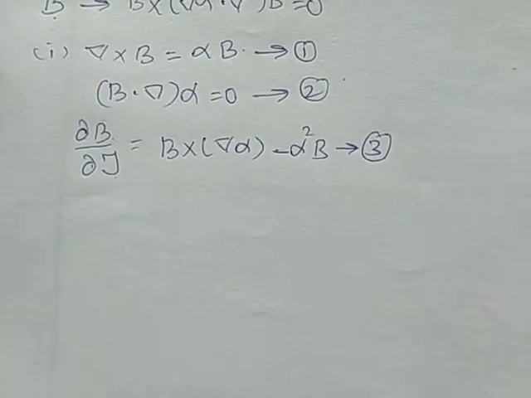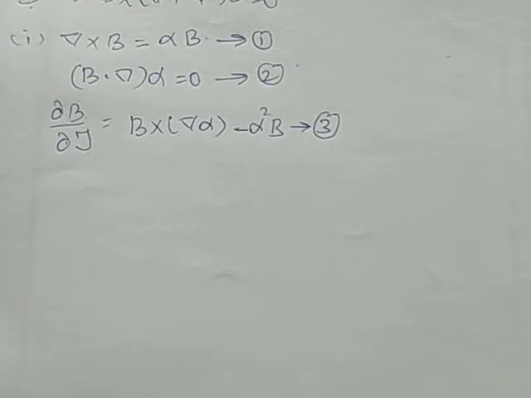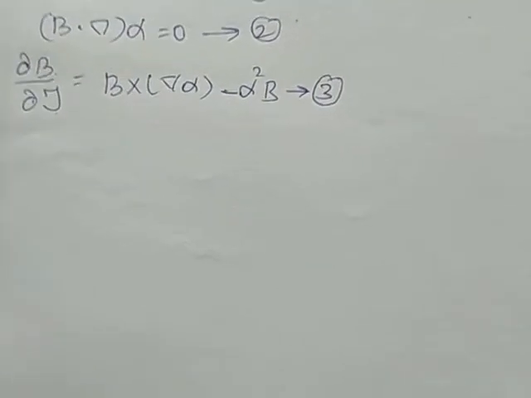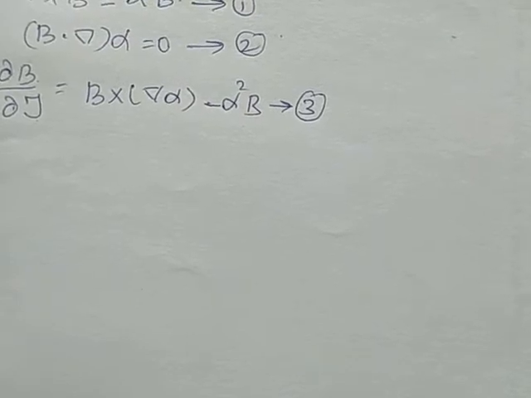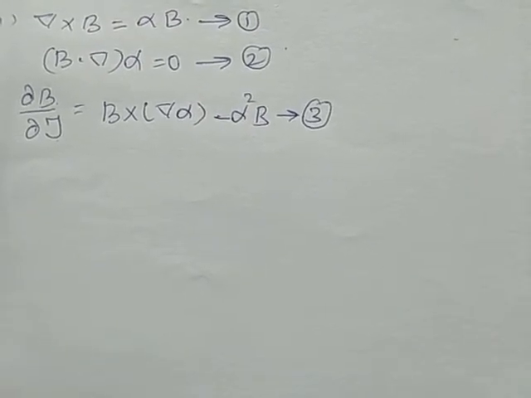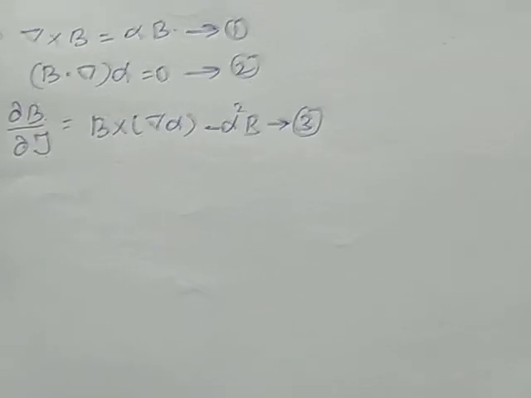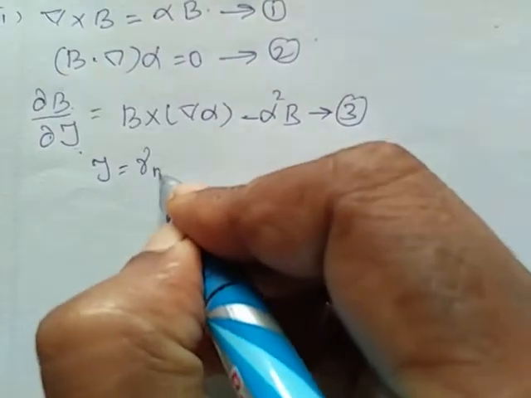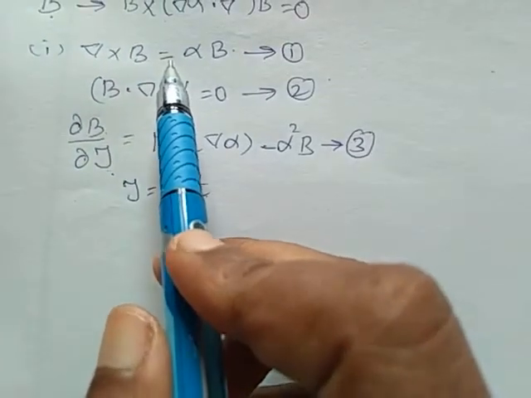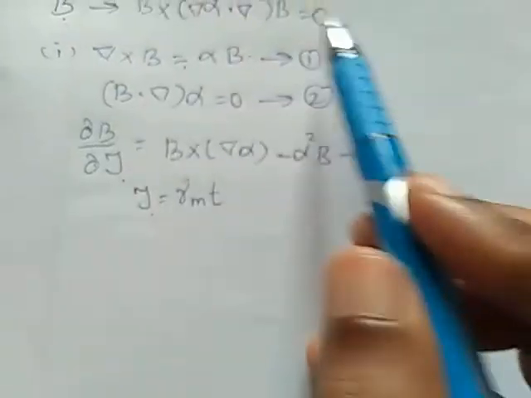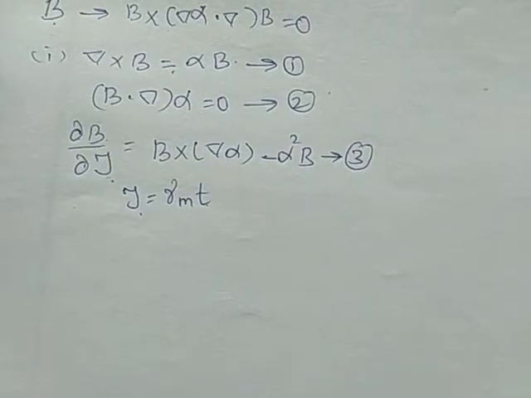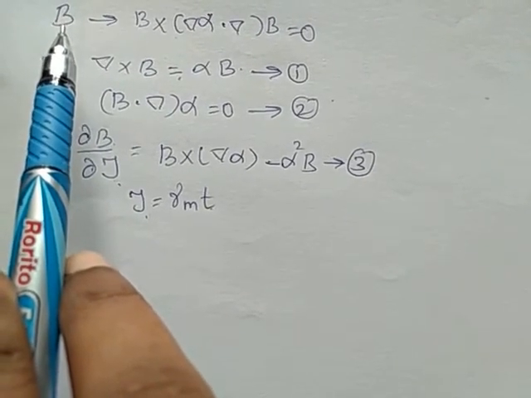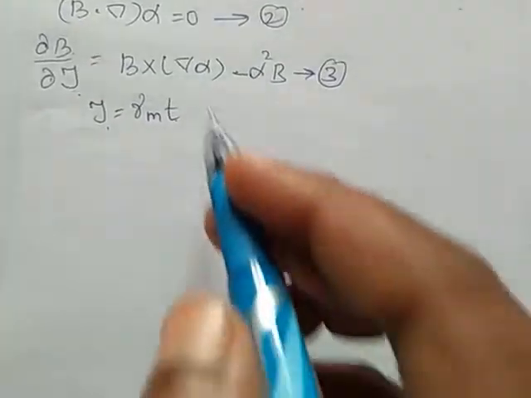Here alpha is a scalar function, and tau is a scaled time, because tau is nothing but mu m into t, where t is time. Now we are going to differentiate equation 1, the first condition, with respect to time, because we have to derive the condition for B to be a force-free magnetic field at all times. So we are going to differentiate with respect to tau.